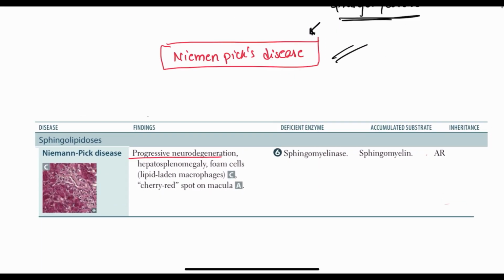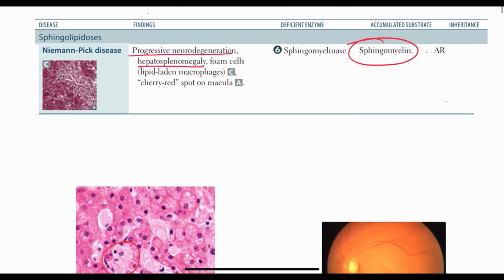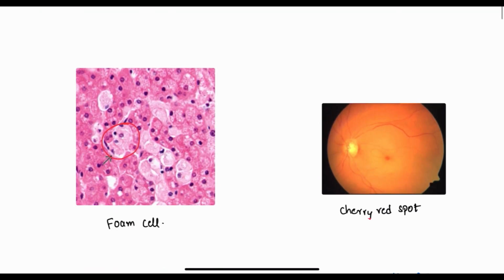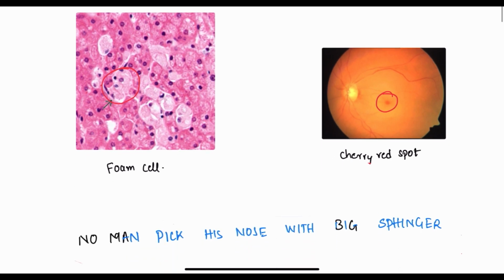Findings are progressive neurodegeneration and hepatosplenomegaly due to accumulation of sphingomyelin. We also see a cherry red spot in the macula, which is seen here. It is due to accumulation of lipids in the ganglion cell layer excluding the fovea, which appears as a cherry red spot on the macula in fundoscopic examination. We also see a foam cell, which is seen here on histopathological examination, which is a lipid-laden macrophage, that is, a macrophage filled with sphingomyelin.